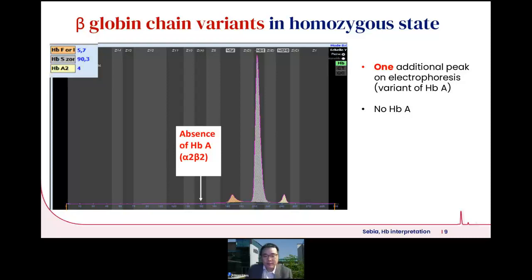So once again, in the homozygous beta variant situation, you do not see the hemoglobin A, and you see an entirely shifted position of the mutant hemoglobin A, right?